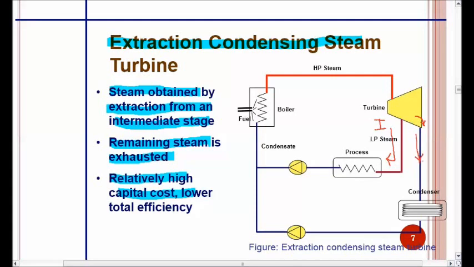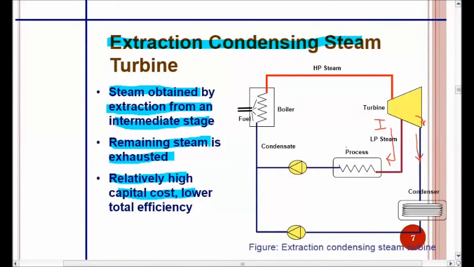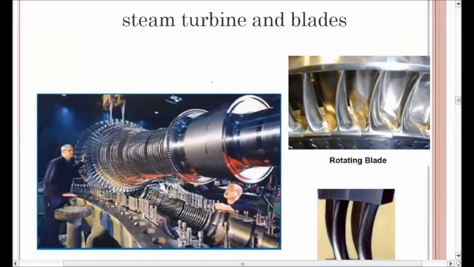So the difference between the previous steam turbine, that is a back pressure steam turbine, and an extraction condensing steam turbine would be the end part of the turbine. That is, the steam outlet at the exhaust in a back pressure turbine doesn't get condensed, while here in the extraction condensing steam turbine, the end steam, that is the outlet steam, gets condensed back into water.